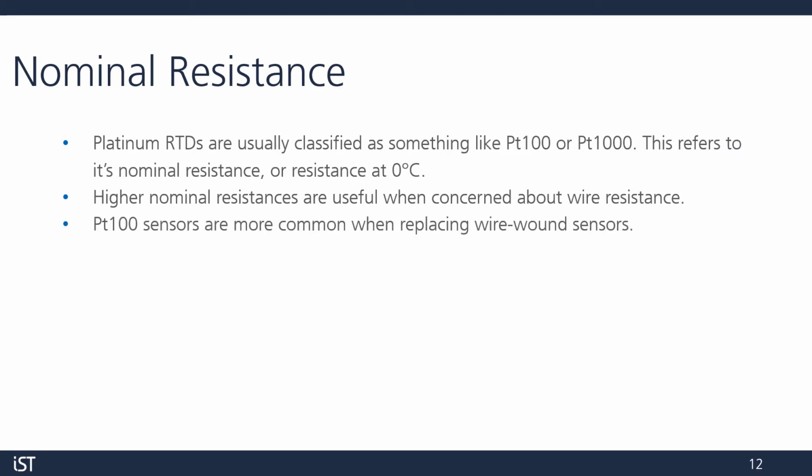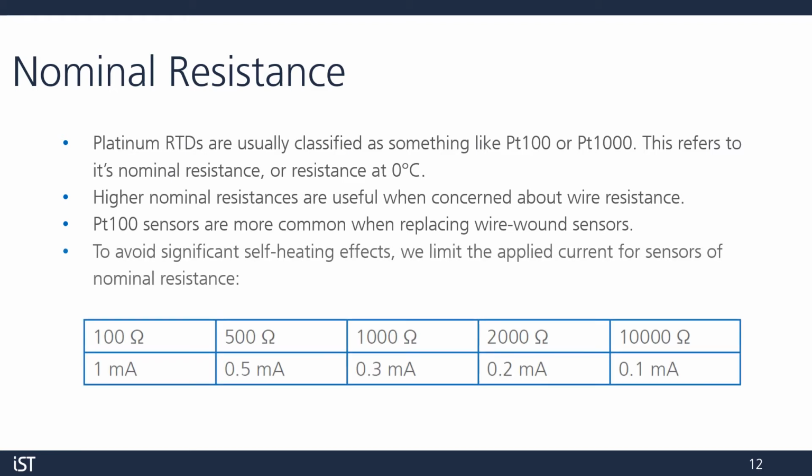PT100s are a more common sensor, and it's generally a better option when selecting a sensor to replace a wire-wound RTD. That's because historically, it was pretty impractical to make a wire-wound RTD of 1000 ohms, as it would be quite bulky and fragile. Another consideration is the applied current. To avoid significant self-heating effects, we limit the applied current for different types. We'll go more in depth about self-heating a little later.